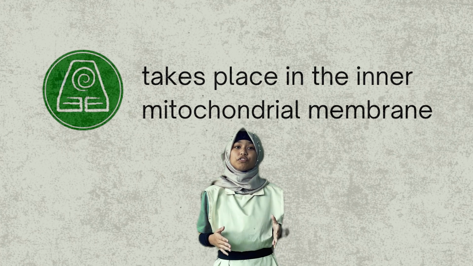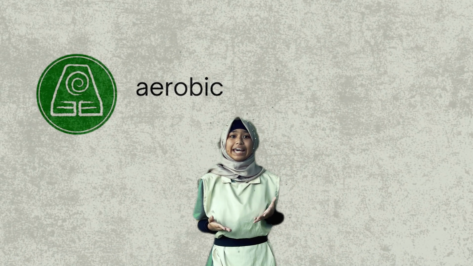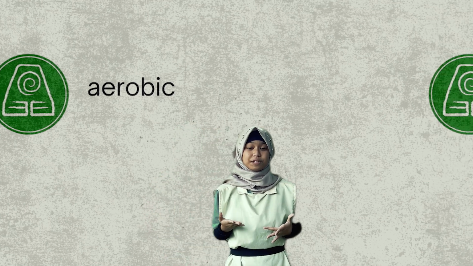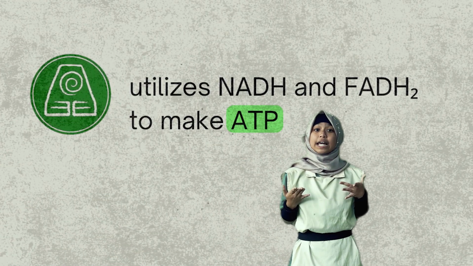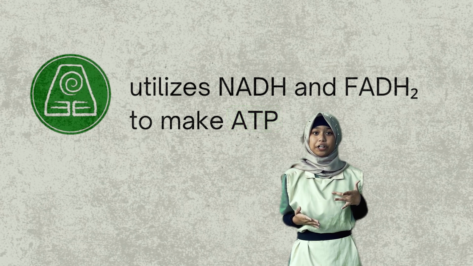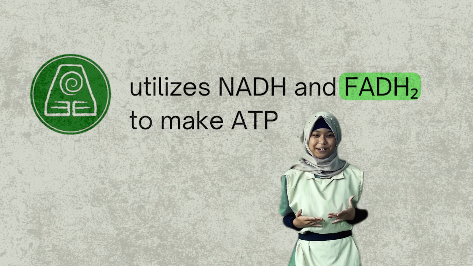But you forgot to mention that the ETC is an aerobic process, which means it needs oxygen. And did you know that its main goal is to produce ATP, which we all know is the energy currency of the cell, by utilizing the high energy electrons carried by NADH and FADH2? From the Krebs cycle, of course.